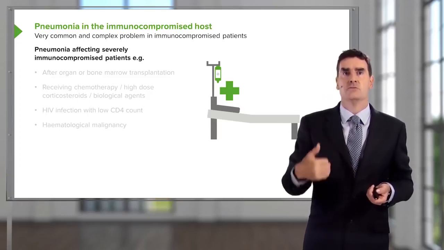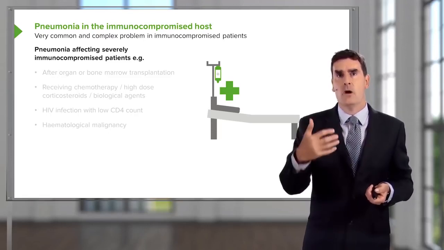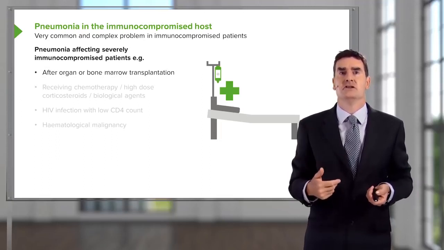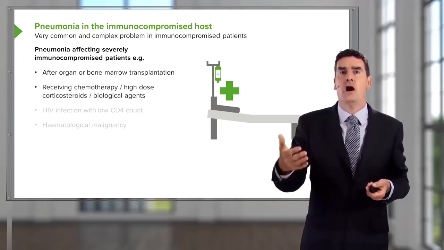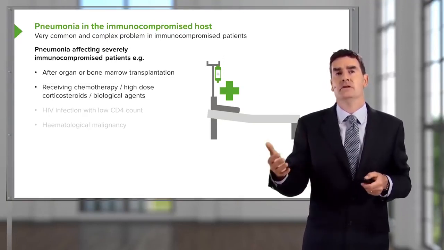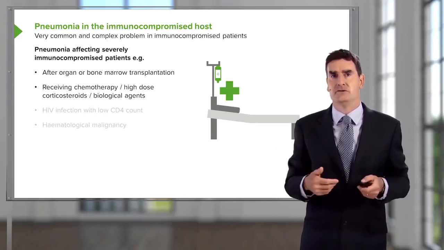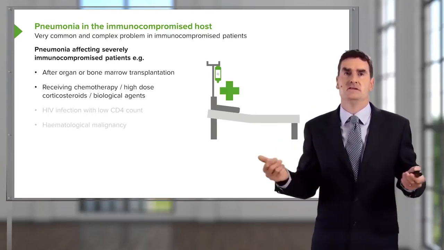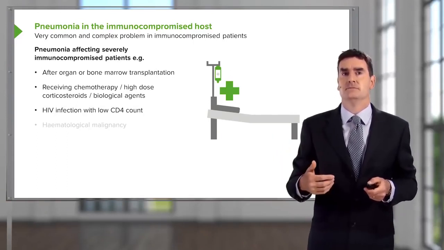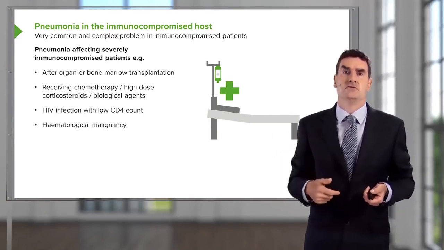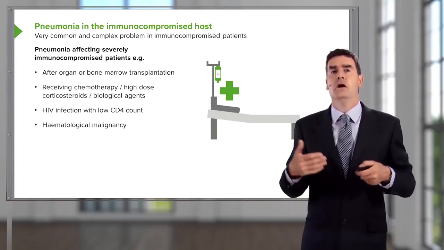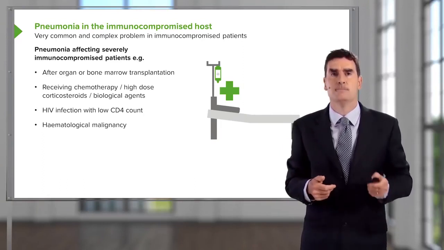And again, just to reiterate, we're talking about patients who have really quite marked immunosuppression. They have had an organ or a bone marrow transplantation. They've been receiving chemotherapy or high-dose cytotoxic agents or biological agents to immunosuppress them because of a major inflammatory disease such as connective tissue disease. Or they have HIV infection with a low CD4 count. Or they have a hematological malignancy, which by its very nature affects the white cells and therefore makes you much more immunosuppressed than you would be normally.